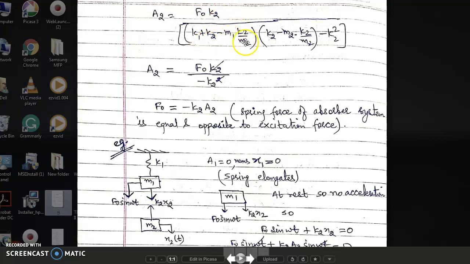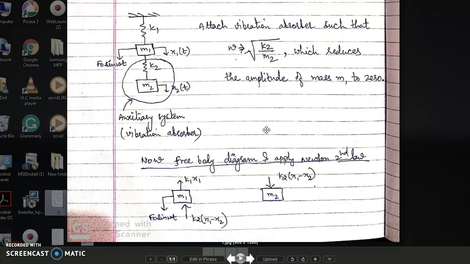In place of omega I put K2 upon M2, so M2 will be cancelled and this whole term will be 0, only minus K2 whole square is left. K2 will be cancelled, so I finally get F naught is equal to minus K2 A2. F naught is our excitation force, and K2 A2 is the spring force of the absorber system. You can see here K2 X2 is the spring force of the absorber system.